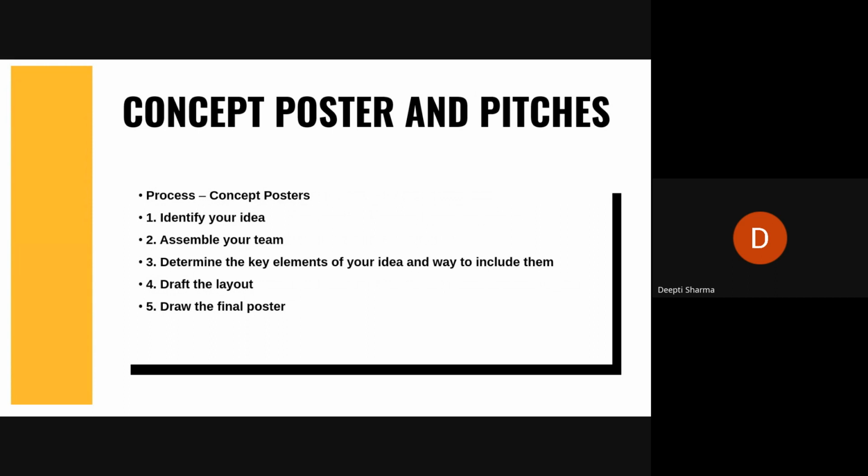The concept poster process includes 5 steps. First is identify your idea. Second is assemble your team. Third is to determine the key elements of your idea and ways to include them. And fourth is draft the layout. And fifth is draw the final poster.